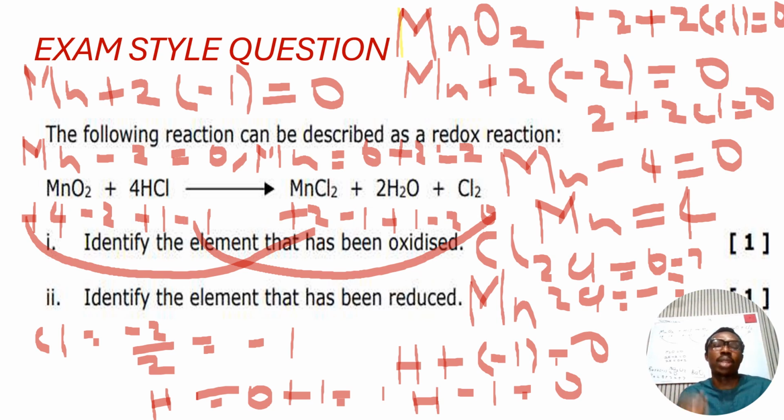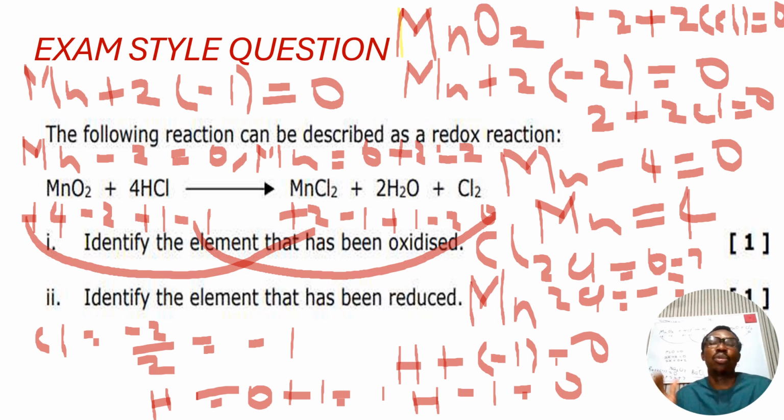So what you do, you just calculate the oxidation number of each of the elements present on the reactant and also on the product, and identify the element that has been oxidized and the element that has been reduced. On the reactant, hydrogen remains plus 1, and on the product, hydrogen also remains plus 1. On the reactant, oxygen remains minus 2, while on the product, oxygen still remains minus 2. So the only things that change are manganese and chlorine.